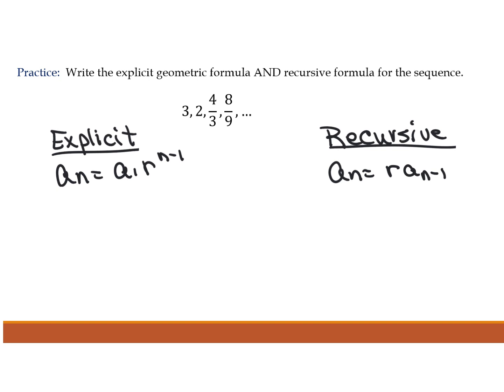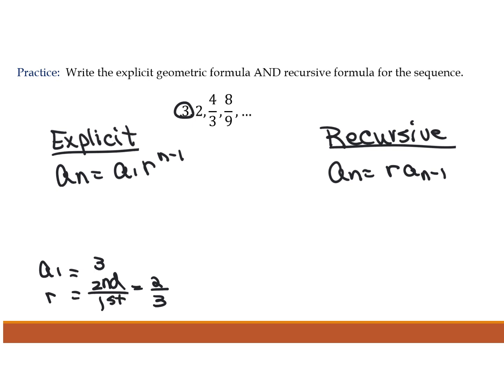The explicit is a sub n equals a sub 1 times r to the n minus 1 power. To write this formula, we have to know what a sub 1 is. We have to know what r is. Okay, a sub 1 is no problem. A sub 1 we know is the first term, and the first term in this sequence is 3. To find r, we are going to take the second term, and we're going to divide it by the first. Second term is 2. First term is 3. And that gives me the fraction 2/3.